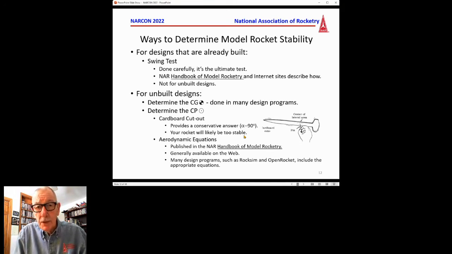Now, for unbuilt designs, of course, getting the center of gravity, there's lots of ways to do that. Basically, before you build your rocket, it's a case of knowing the weight of all the various components of your rocket, and then summing up the contributions of those masses to the center of gravity, and dividing by the total mass. That's the total sum of the masses.